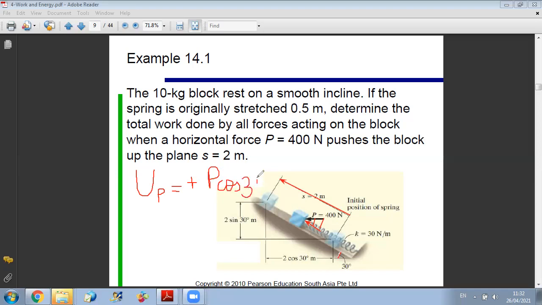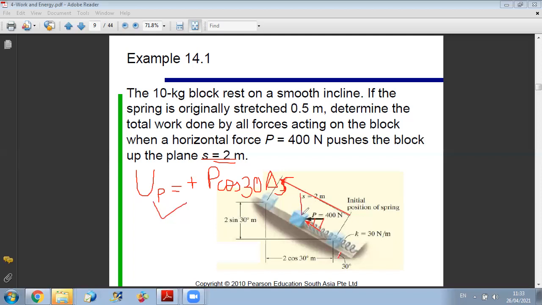Now delta S is given to be 2 meters. So all I have to do now is replace delta S by 2, and replace P by 400, so I can get the work of P. Now we still have the weight and the spring force.